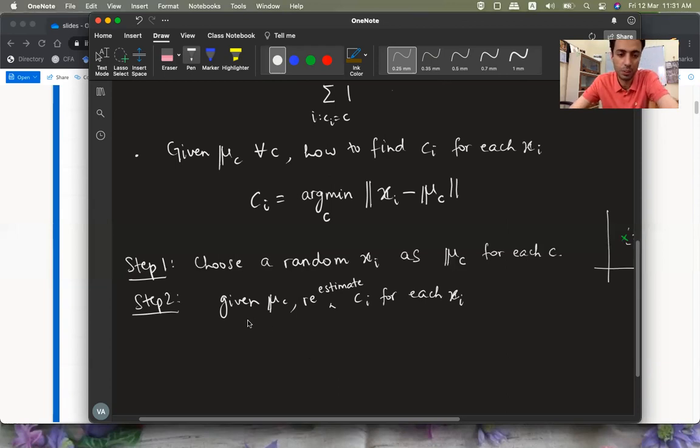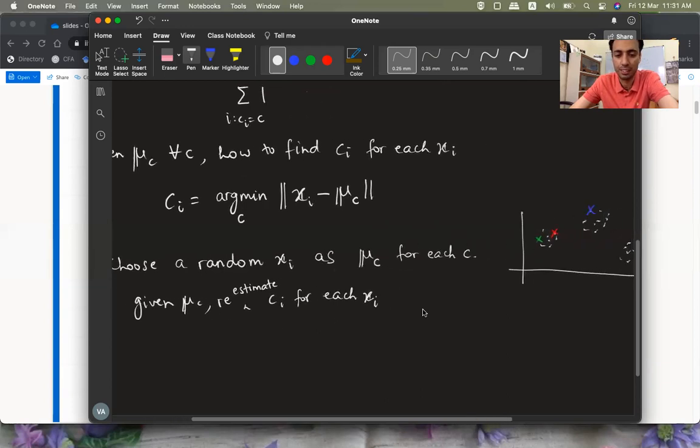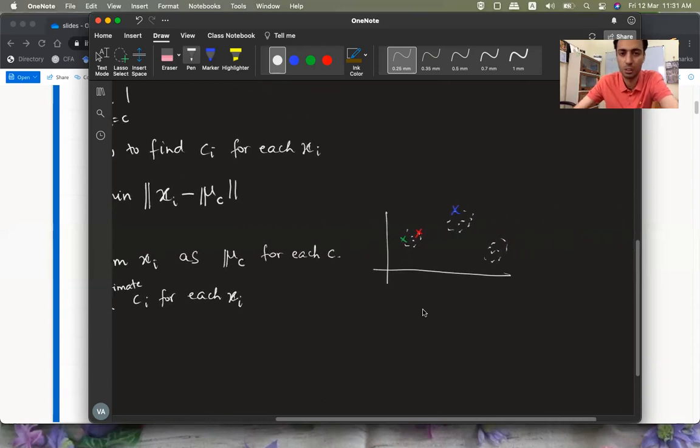Okay. So this step is clear, that now you got these 3 random mu. Now re-estimate the cluster index for each xi. Let us do that. So what you will get? Your clusters will be formed something like this: all the points which are closer to blue will be in the blue cluster, right? And this is your red cluster, and the green cluster is something like this.